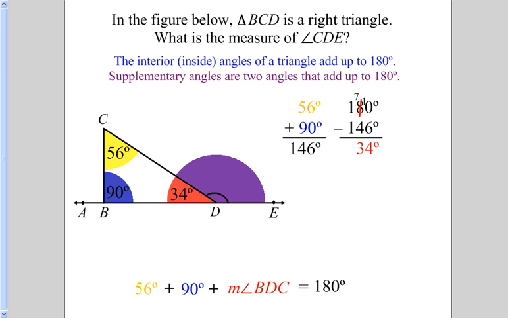And now, since the red angle and the purple angle together are supplementary angles, we know they're going to add up to 180 degrees. So if we take 180 degrees minus 34 degrees, we'll be able to find the measure of that purple angle. Let's regroup once again. The 8 tens into 7 tens and 10 ones. 10 minus 4 is 6, and 7 minus 3 is 4, and 1 minus nothing is going to be 1, 146 degrees. So the measure of that purple angle CDE, is 146 degrees.